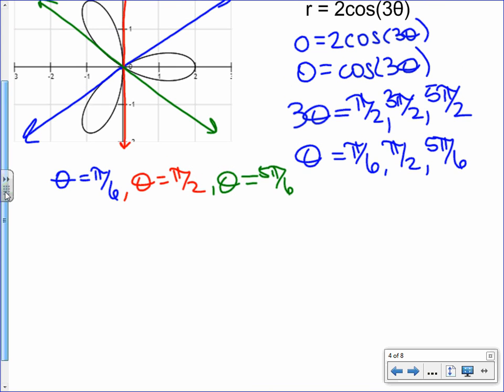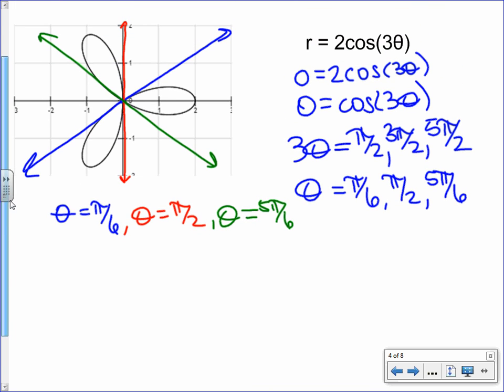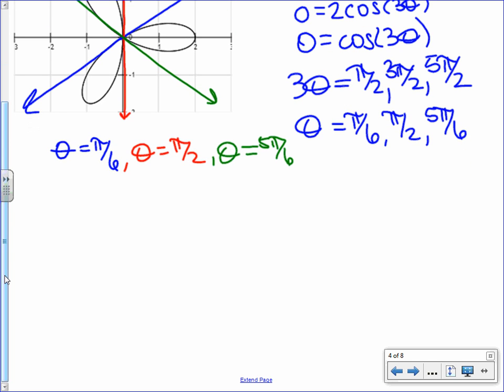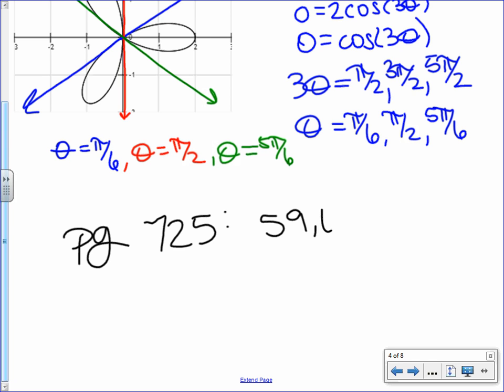Now these tangent lines are written in polar form. We could write them in rectangular. That's cool. Okay, so your homework, which I'll let you go ahead and begin, is on page 725, 59 and 65 to 75. On Monday, we will talk about polar area. And it's really cool.